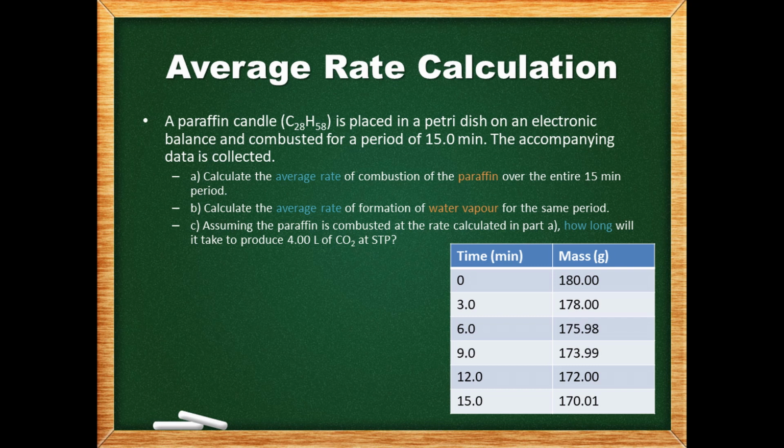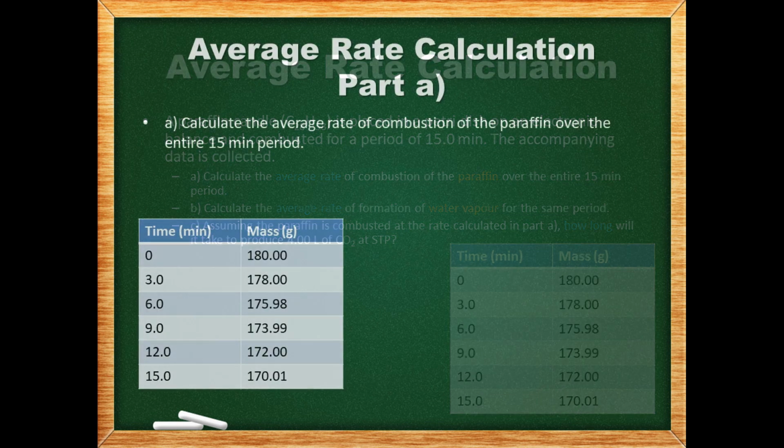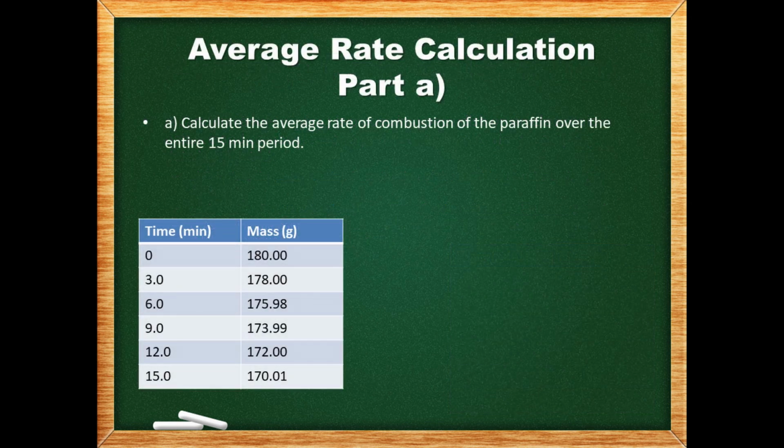A paraffin candle is placed in a petri dish on an electronic balance and combusted for a period of 15 minutes. The accompanying data is collected. First, we will calculate the average rate of combustion of the paraffin over the 15-minute period. We should begin by writing down the balanced chemical reaction. Hydrocarbon combustion always involves a reaction with oxygen to form carbon dioxide and water vapor. Note that the change in quantity being measured is the mass, all of which is lost due to the combusted paraffin being converted into the two gases.